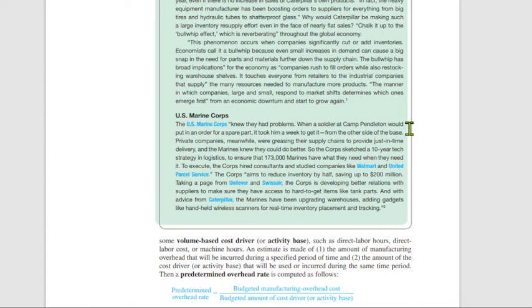when they need it. To execute, the Corps hired consultants and studied companies like Walmart and United Parcel Service. The Corps aims to reduce inventory by half, saving up to 200 million. Taking a page from Unilever and Swiss Air, the Corps is developing better relations with suppliers to make sure they have access to hard-to-get items like tank parts. And with advice from Caterpillar, the Marines have been upgrading warehouses, adding gadgets like handheld wireless scanners for real-time inventory placement and tracking. So this is innovation in the technology used under the US Marine Corps.